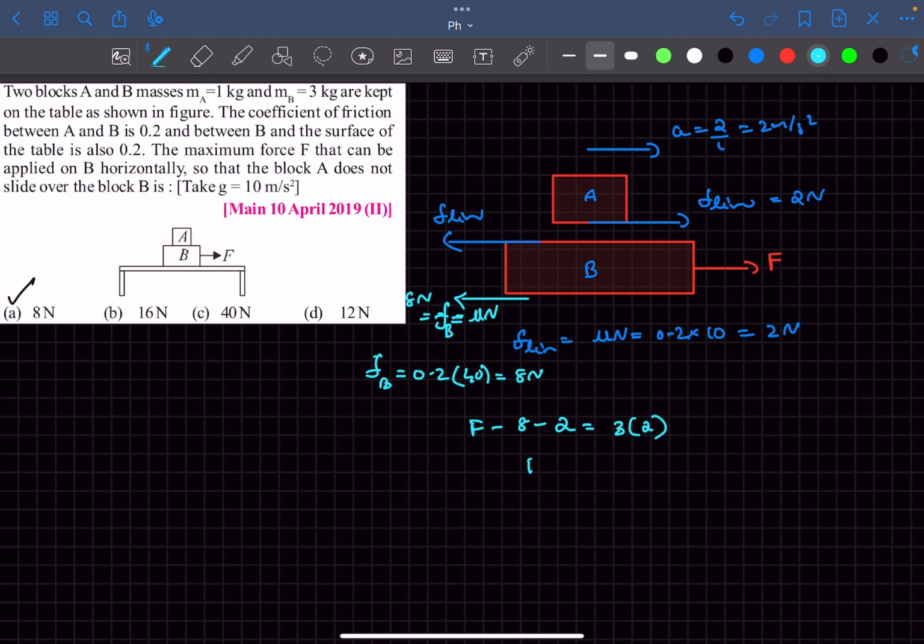From here, we'll get the value of F as 16 newtons, which would be option B.